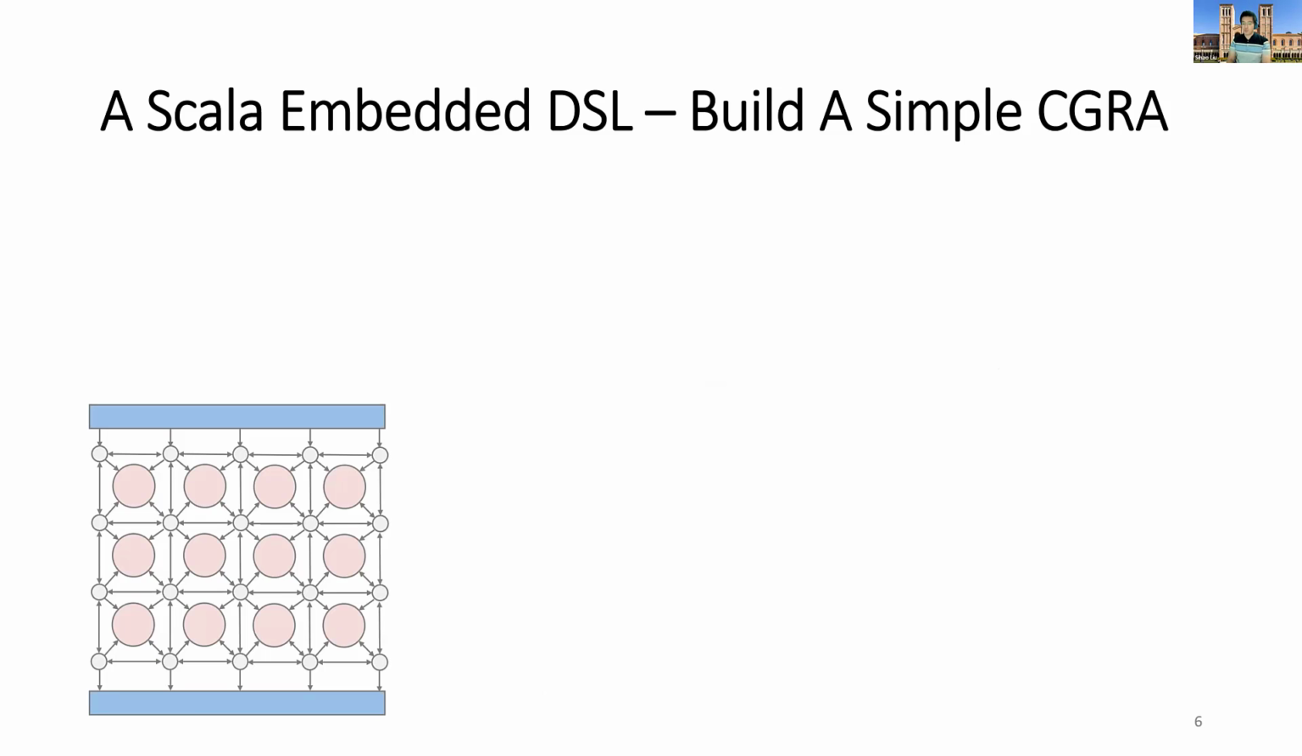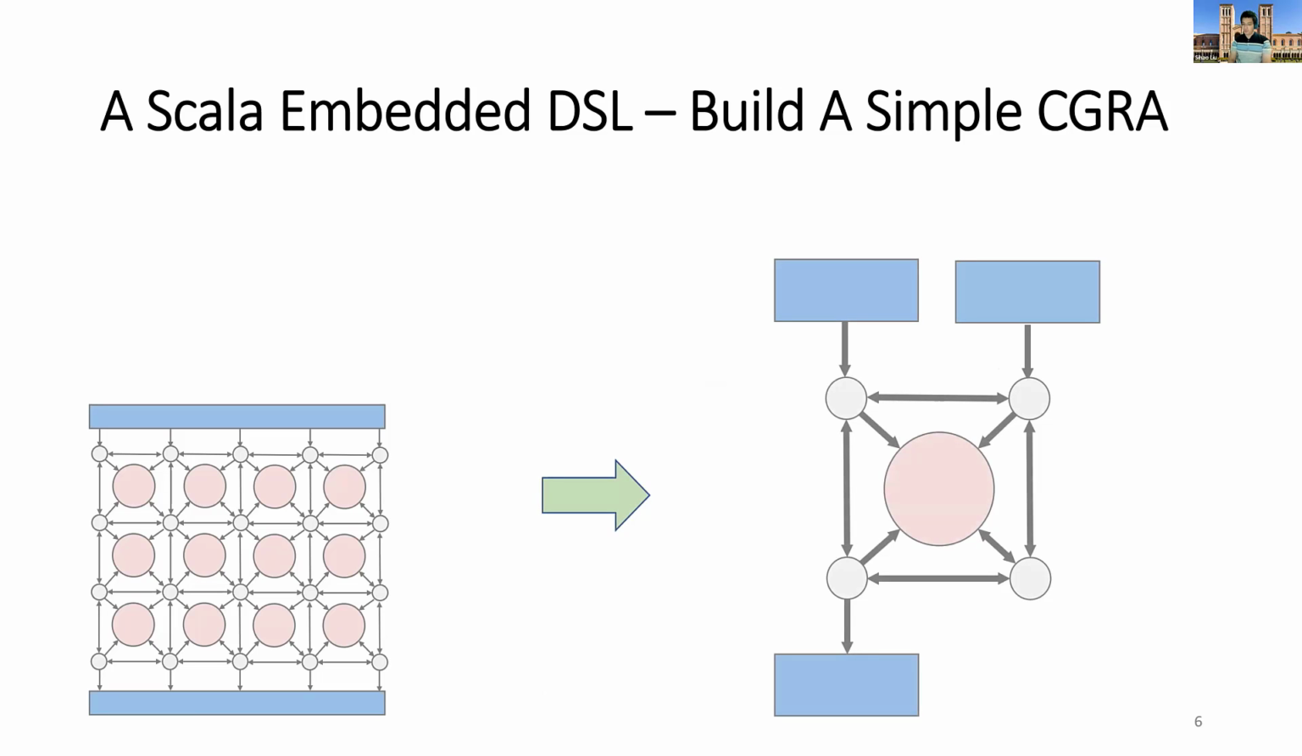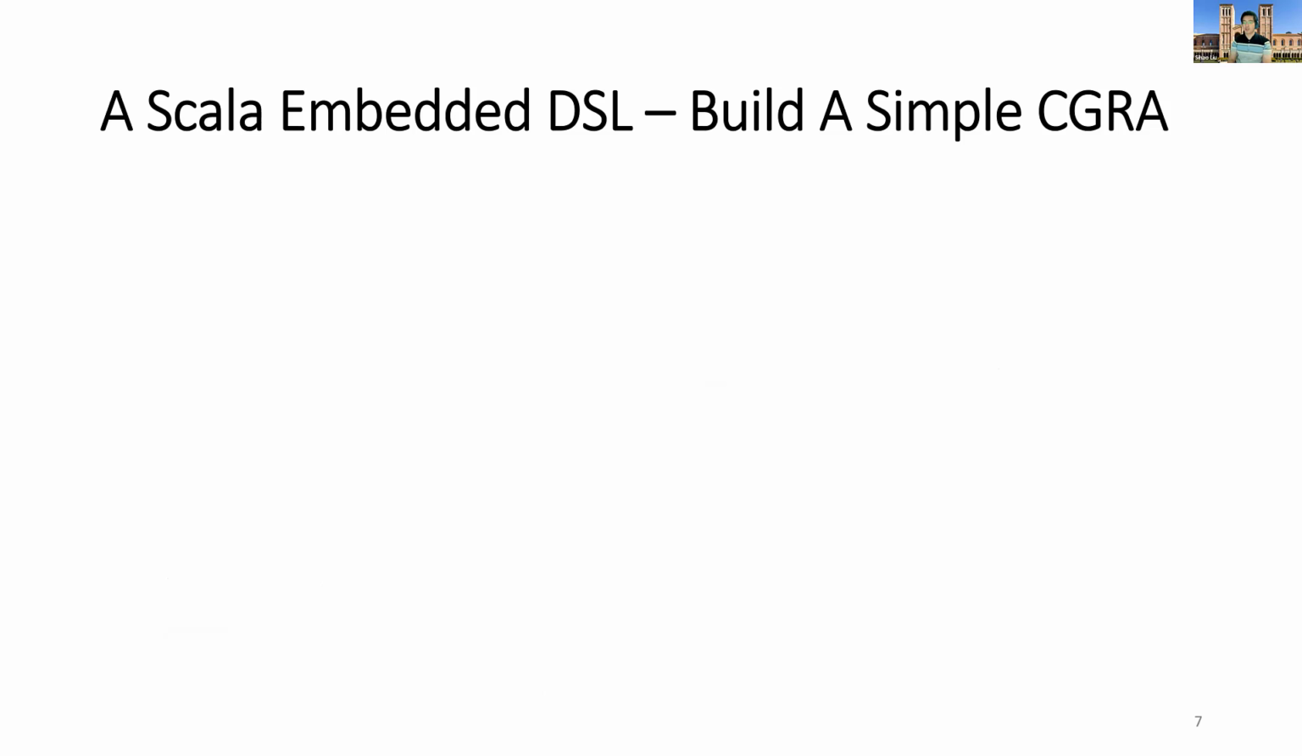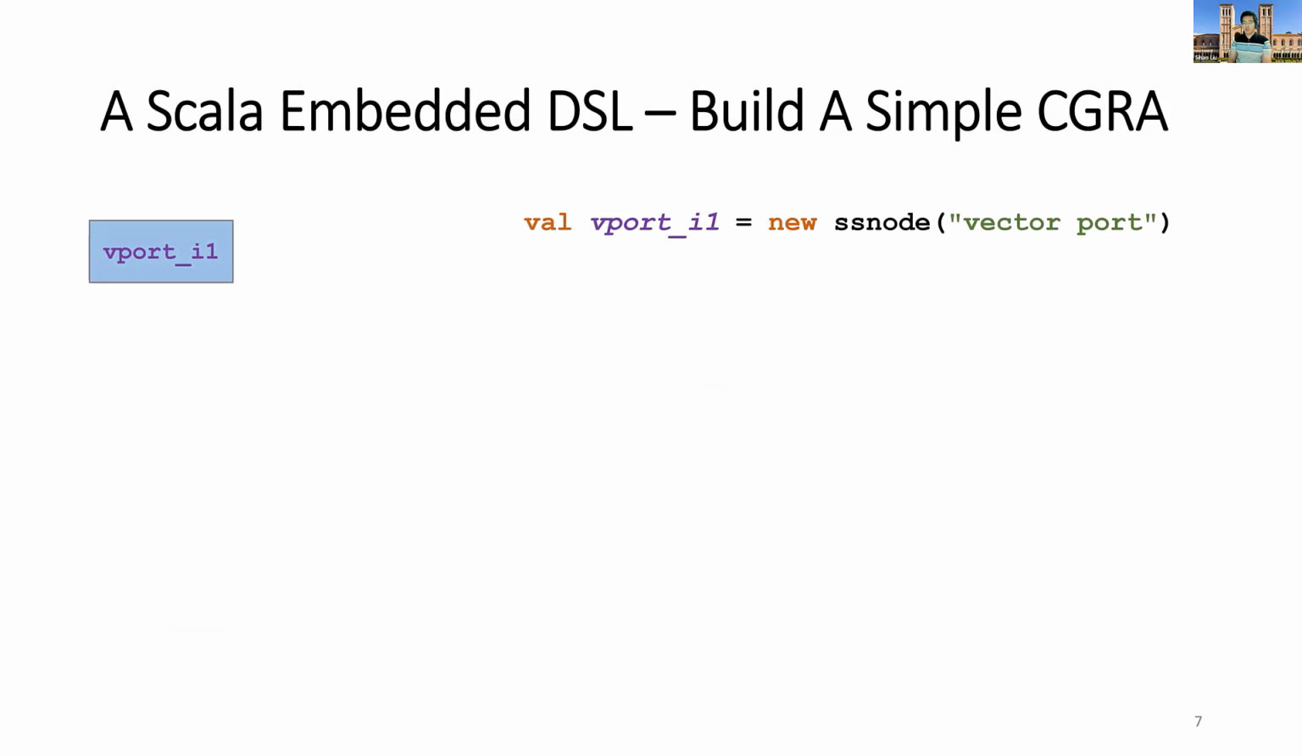So basically, we are trying to build this in this tutorial. But before we build this complicated CGRA, we can start from a simple one, which only has 2 inputs, 1 output, 4 switches, and 1 processing element. Okay, so here's the way that we define the input vector port.